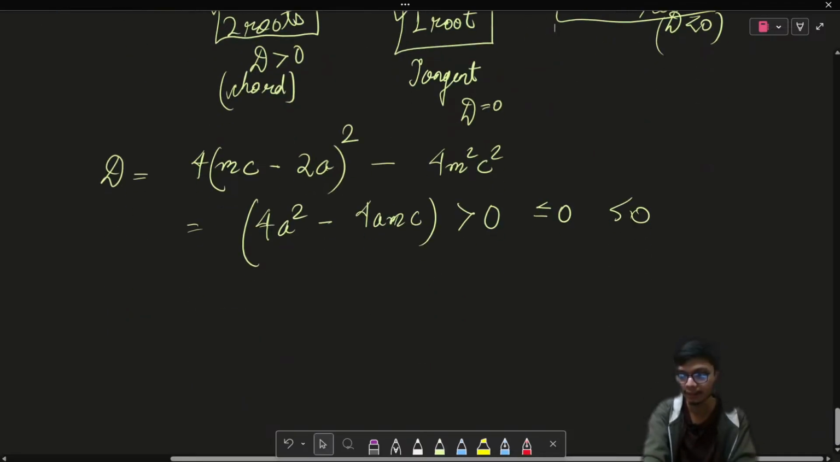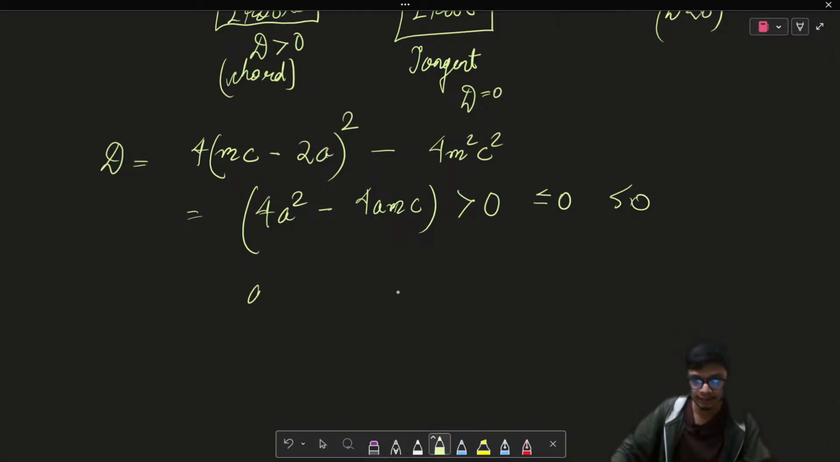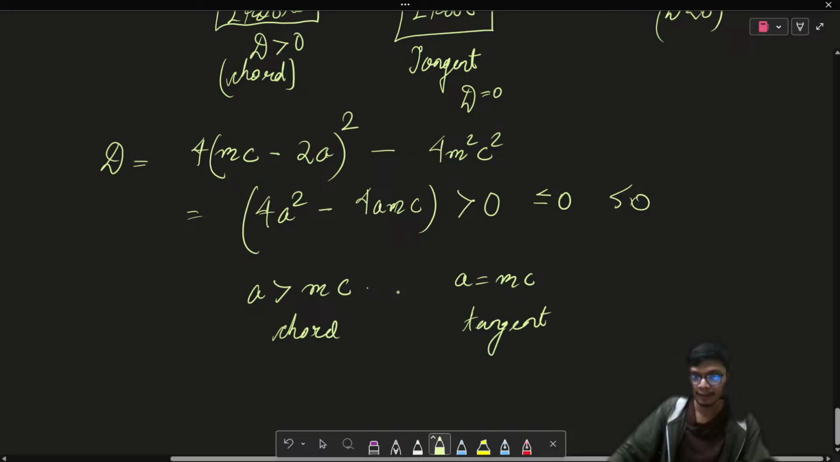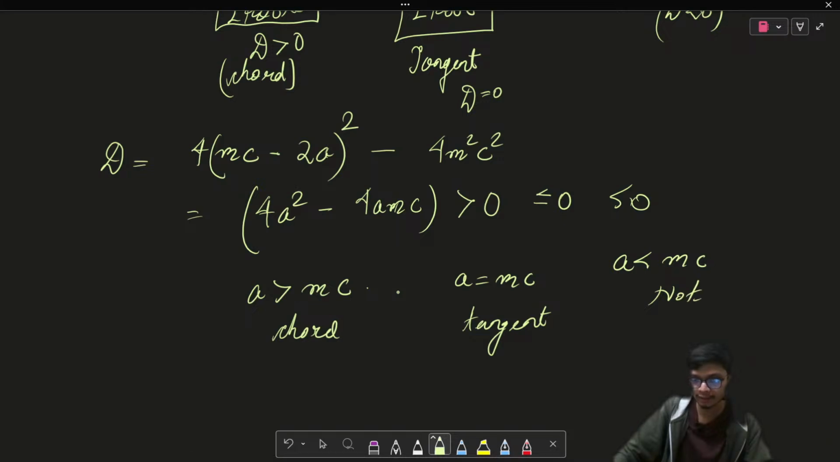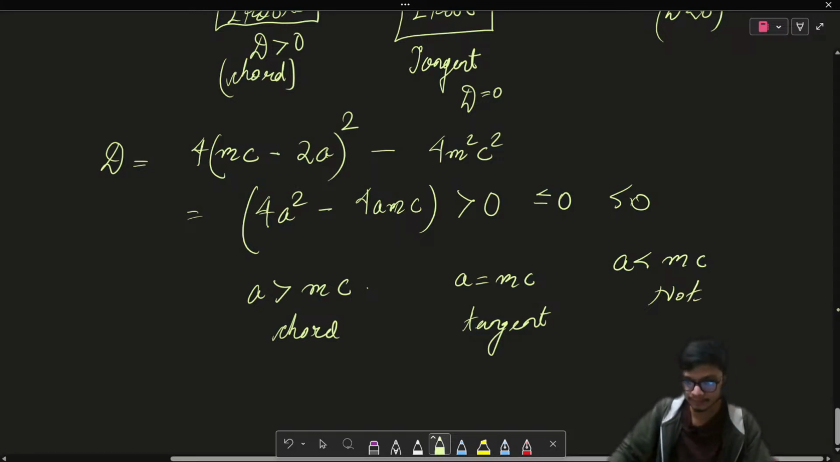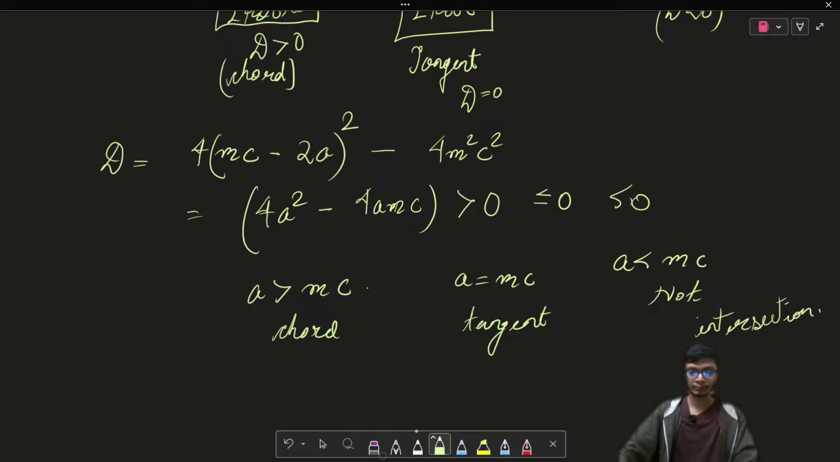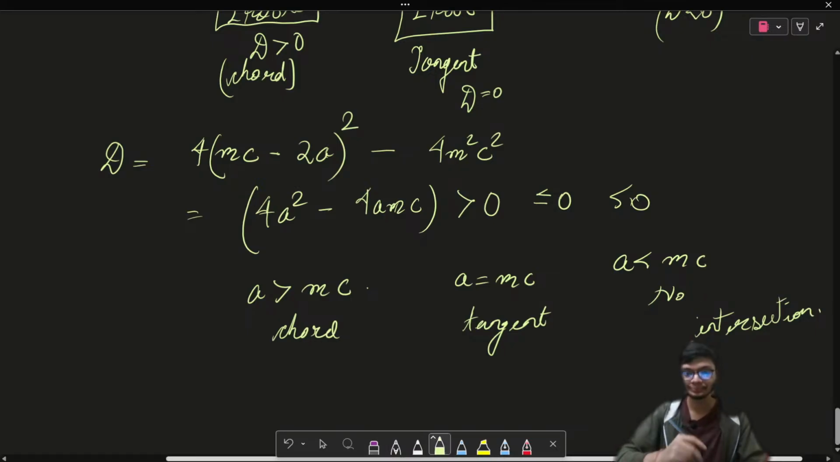So from here, if I get the relation as a greater than mc, then it is the case of a chord. If a is equal to mc, then it is the case of tangent, and if a is less than mc, then not intersecting, right? So it is not even intersecting in this particular case. So no intersection, right? I hope this is clear to all of you.